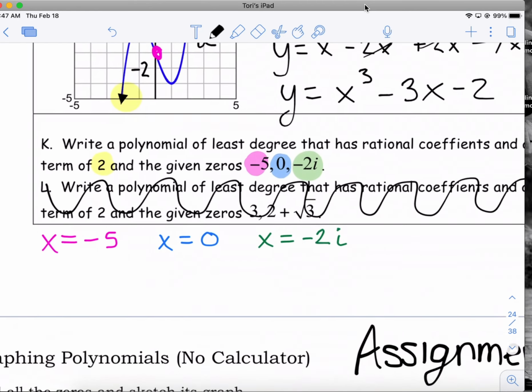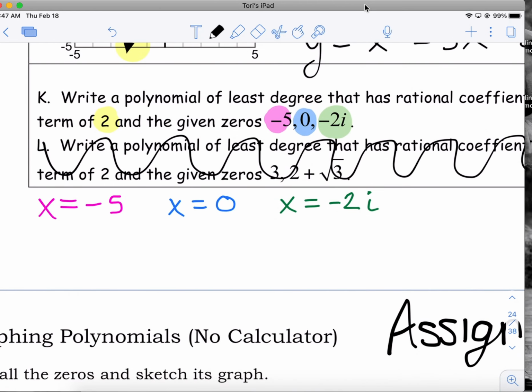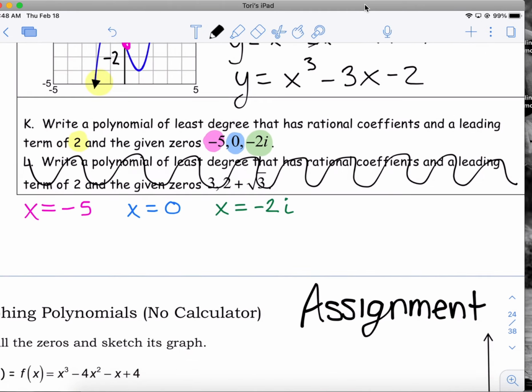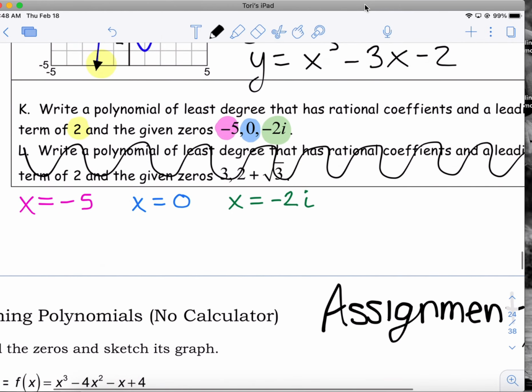All right, we're going to do one more problem. If you would, go ahead and copy down what you see for k, and then we'll talk through it. All right, it says write a polynomial of least degree that has rational coefficients and a leading term of 2. So if I'm setting this up, I see I have 3 zeros. So we're going to say y equals, I'm going to put 3 sets of parentheses out here. And I know my leading term of 2, so I'm going to go ahead and put my 2 out front.